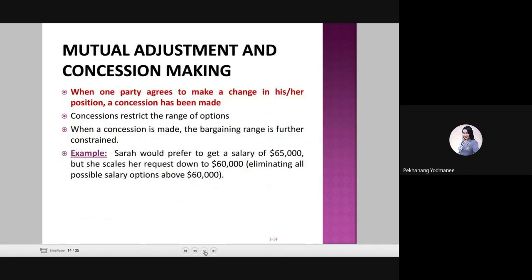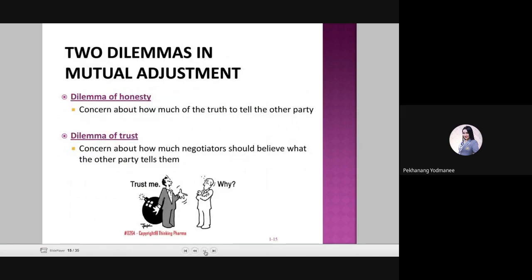Next, mutual adjustment and concession making. When one party agrees to make a change in his or her position, a concession has been made. Concessions restrict the range of options. When a concession is made, the bargaining range is further constrained. For example, follow this. Next, two dilemmas in mutual adjustment.